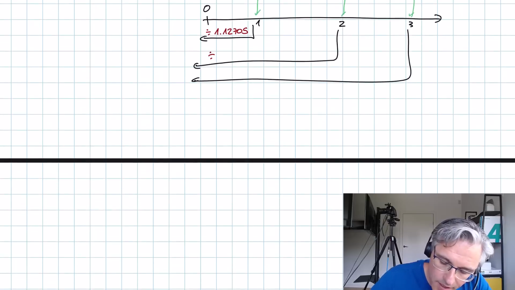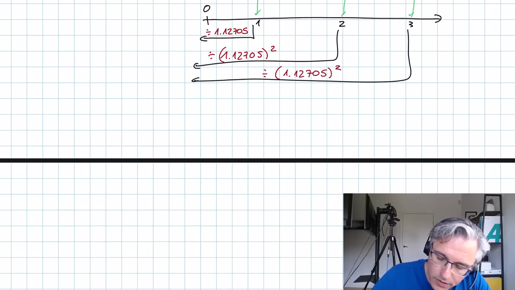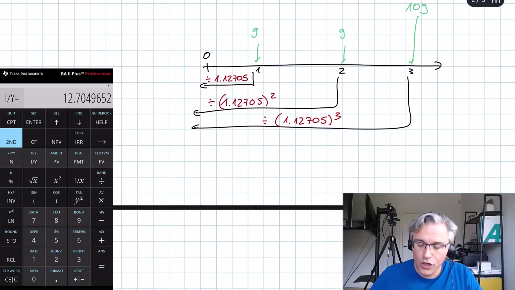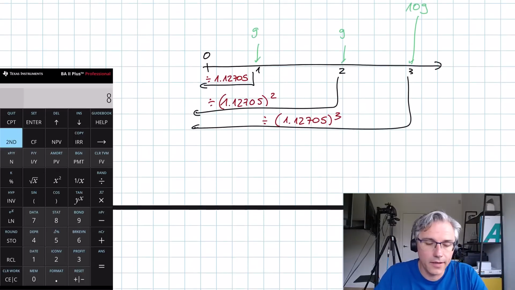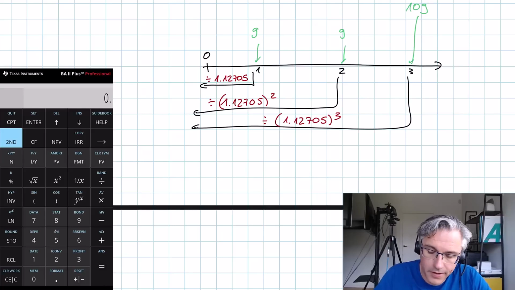I'm going to do the second one by discounting by a factor of 1.12705 to the power of 2, and do the same over here, but this time cube that factor. So let's see what we get. I cleared the workings, cleared what was on my display. 9 divided by 1.12705. Okay, got that one wrong. Let's correct this, 1.12705. That's better.